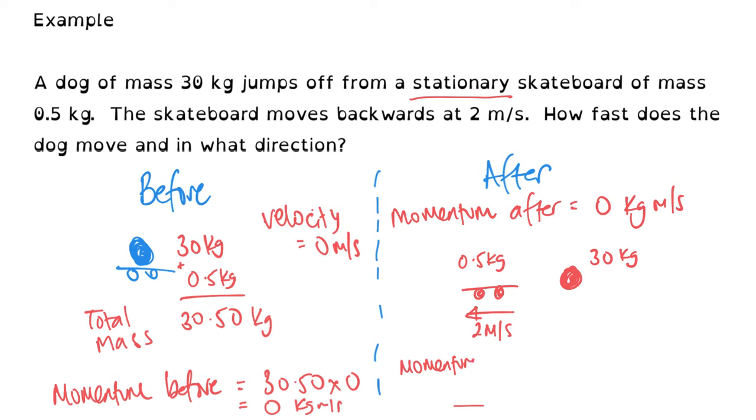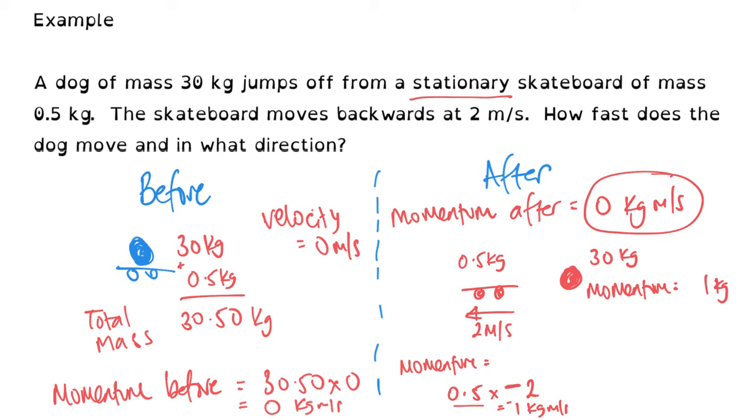So let's find out the momentum of the skateboard. So then that's 0.5 multiplied by minus 2, which then gives us minus 1 kilogram meters per second. So the minus means left. Now the momentum after we said was 0, so let's remind ourselves. So that means the momentum has to add up to 0. So we know it's backwards is minus 1, so forwards has got to be 1, because minus 1 add 1 gives us our 0. The total momentum has to add up to 0.